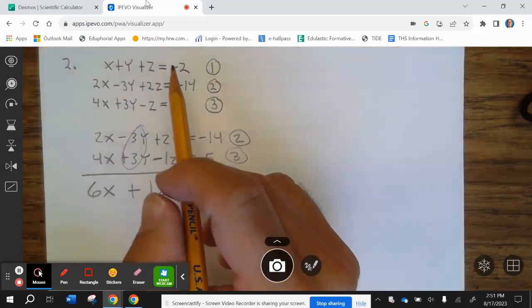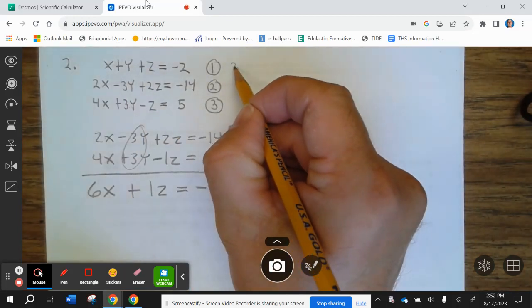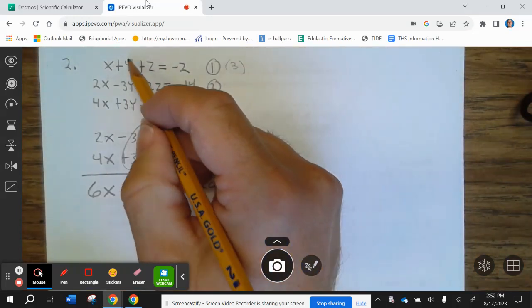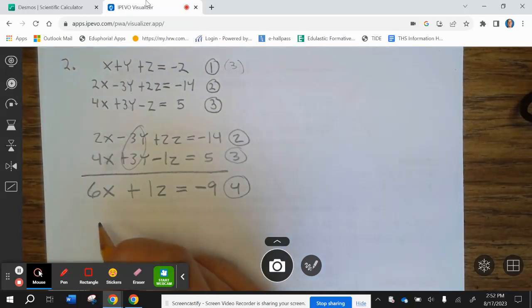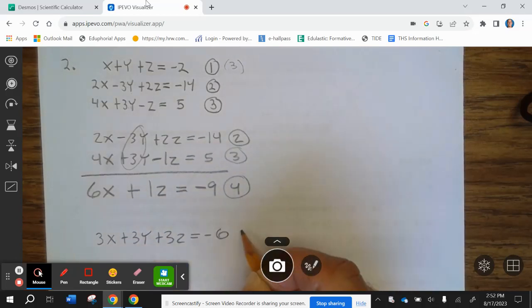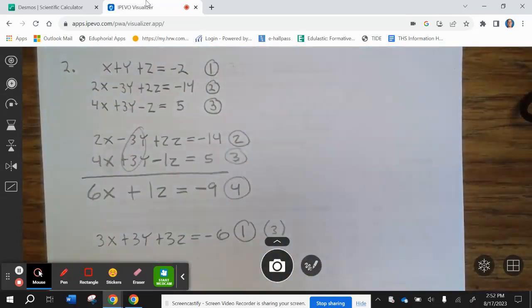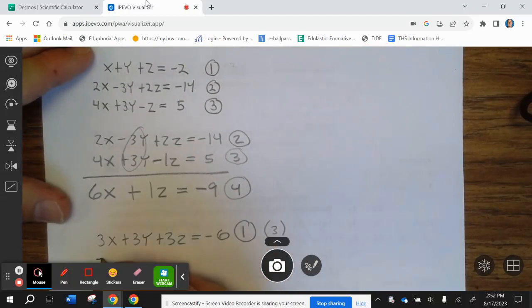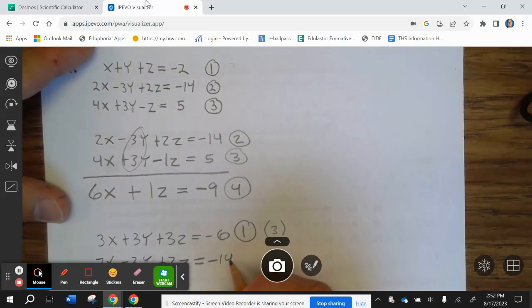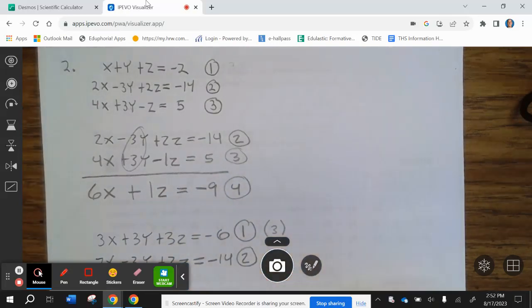Now, if we multiply equation 1 by 3, we can combine these and eliminate the y. So let's do that. So then that's 3x plus 3y plus 3z equals negative 6. That's equation 1 multiplied by 3. And then we're going to use equation 2. So that's 2x minus 3y plus 2z equals negative 14. And that's equation 2.